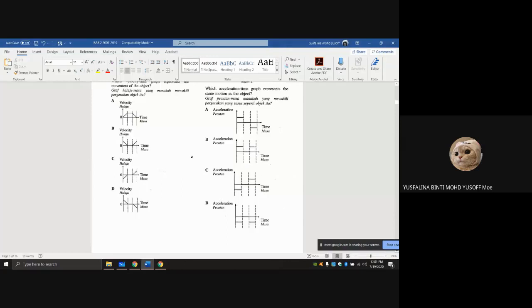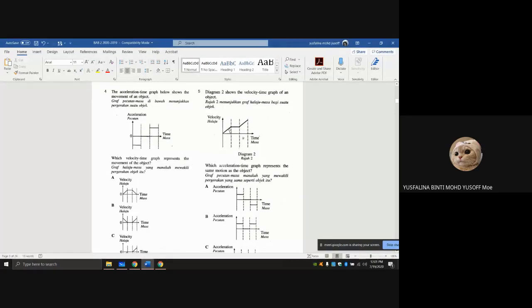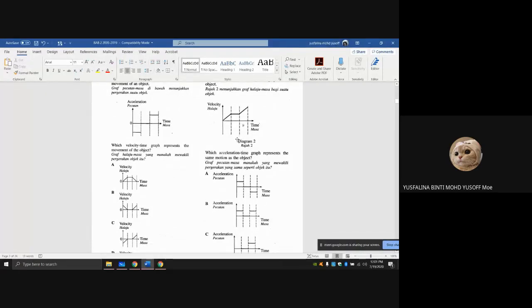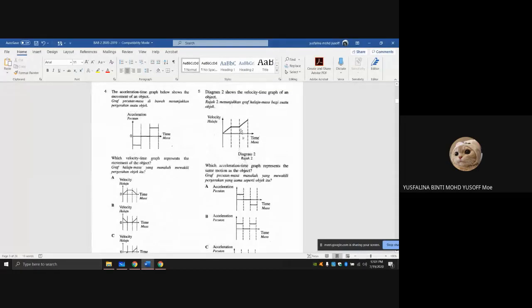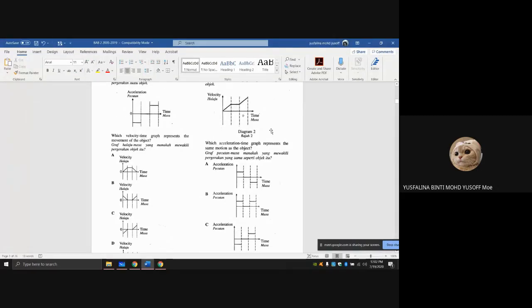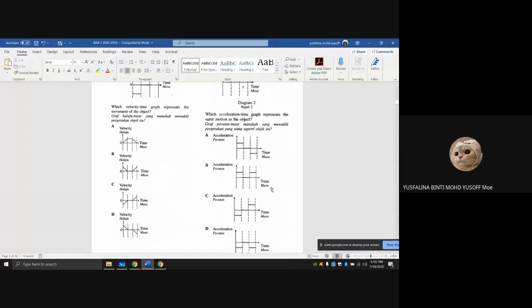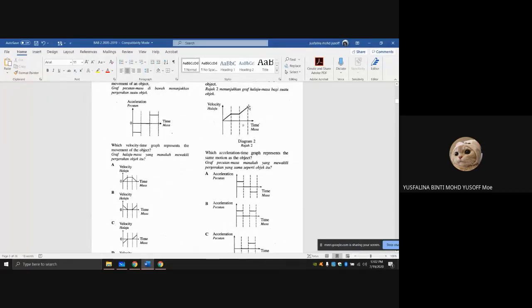Alright, number 5. So this one V is increasing means acceleration is positive. And then you cannot make a triangle here, so the gradient is 0, so it means 0. And then for this one, it's increasing, so increasing means going up again. So the answer should be B.